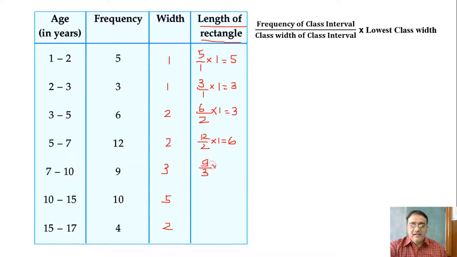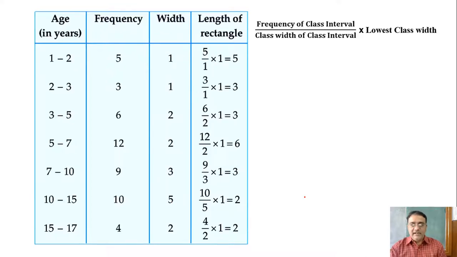3. सबको फ्रीक्वेंसी एडजस्ट करने आ रहा है ना? Yes, sir. Okay. Next one is 10 frequency by class width of the class interval, that is 5, into 1. So what are you getting? 2. And the last one is 4 upon 2 into 1, that is 2. So all of you understood how to adjust the frequency? Yes, sir. Okay, so we'll get this one.